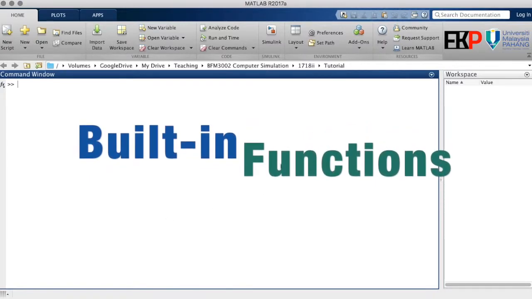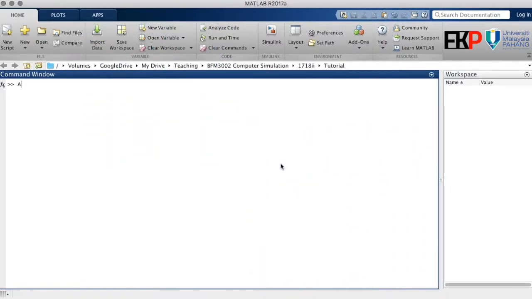Now let's take a look at a few built-in functions that we can use with arrays. Let's say, for example, we have a vector A that has 4 elements. We can calculate the mean of all elements in the vector A by typing the command mean A. When we press enter, MATLAB will return the mean of all elements in the vector A.